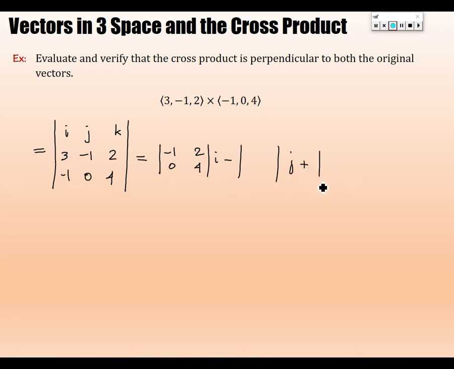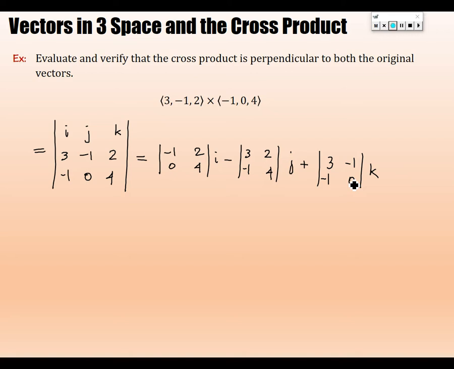That's a j, sorry. So j is going to be what? 3, 2, -1, 4? And k will be 3, -1, -1, 0, right? Are you clear on where I got all the numbers from up there? Yes.